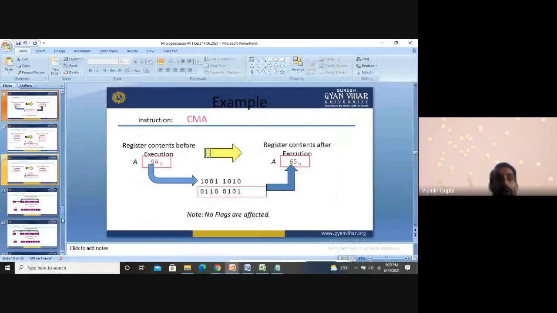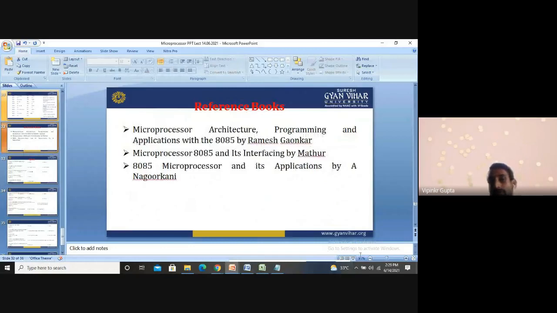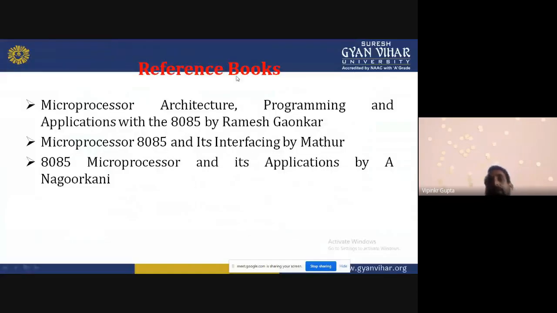So now I will come to the reference books. These are the reference books which are available in the market. Ramesh Gaonkar is the best book for this purpose. Everything is there, and programming is also there. The second one is Microprocessor 8085 and its Interfacing, written by Mathur. That is also important. And this one is the reference book.